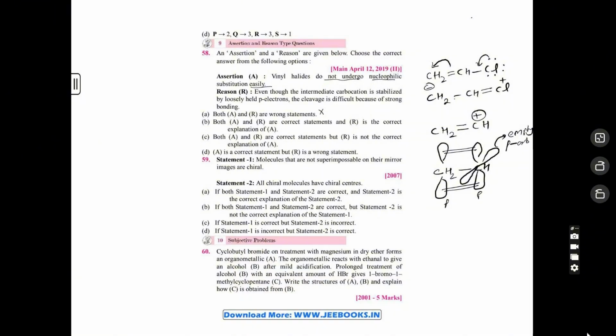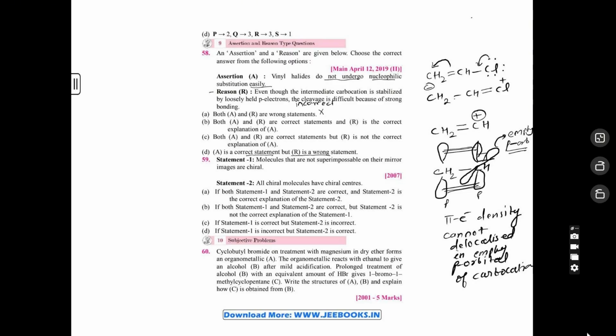This empty p orbital of the carbocation is perpendicular to this pi bonded p orbital. Therefore, their pi electron density cannot delocalize in the empty p orbital of the carbocation. Hence, this reason is incorrect. So the correct answer will be: A is the correct statement and R is the wrong statement. So the correct answer will be D.